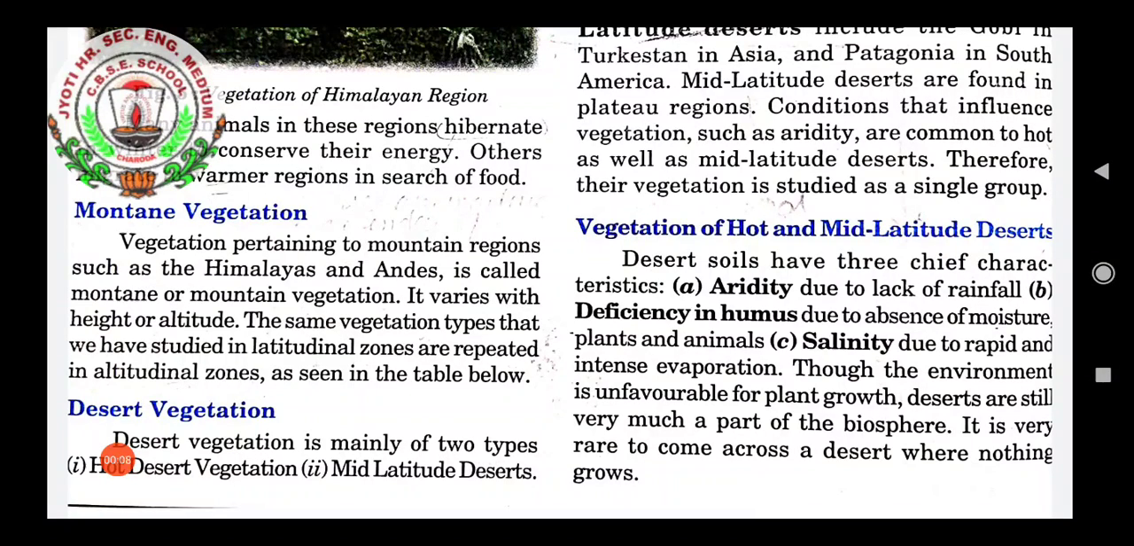In today's class, I am going to explain the rest of the topics of our chapter 6, Natural Vegetation and Wildlife. So our first topic is desert vegetation. This desert vegetation is divided into two groups or two types. First is hot desert vegetation. Second is mid-latitude deserts. Now I'll show the picture of hot desert vegetation.